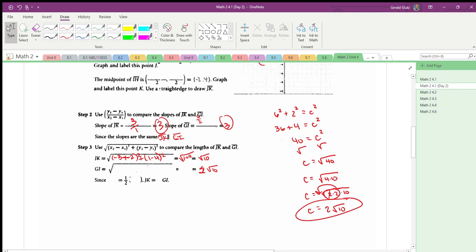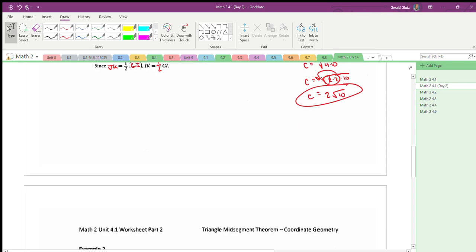So since JK is equal to half GI, oops, wrong letters. JK is equal to half GI. I think they wanted me to write something else there, but that's the main idea. All right, so that's what we have to do for each one of these examples.